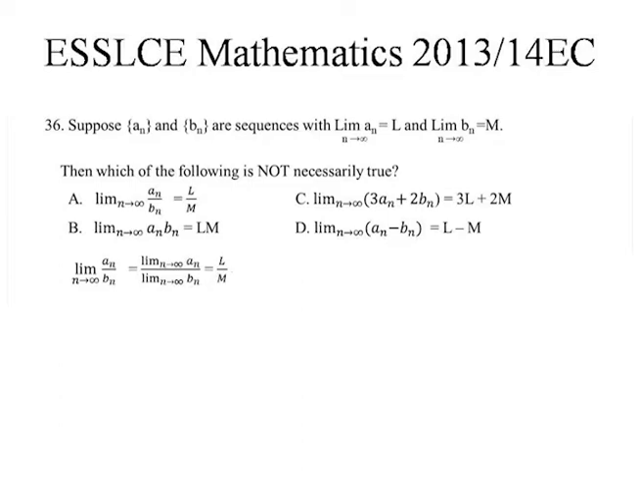So the result gives L over M, provided that M is different from 0. Choice A failed to specify that M should be different from 0. Thus, choice A is not necessarily true.